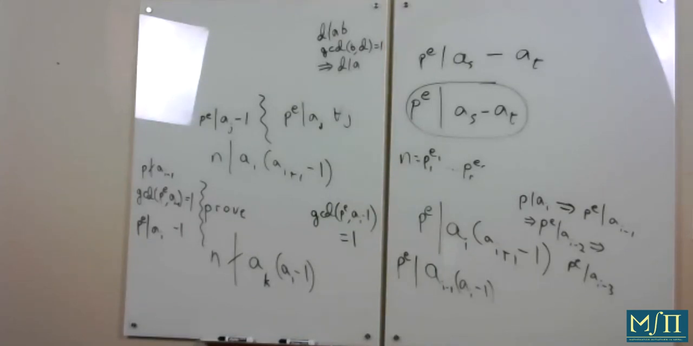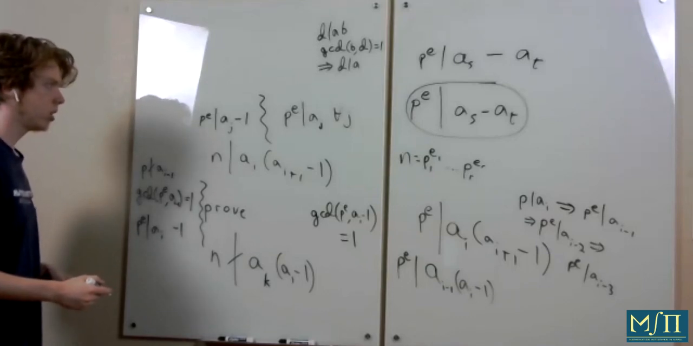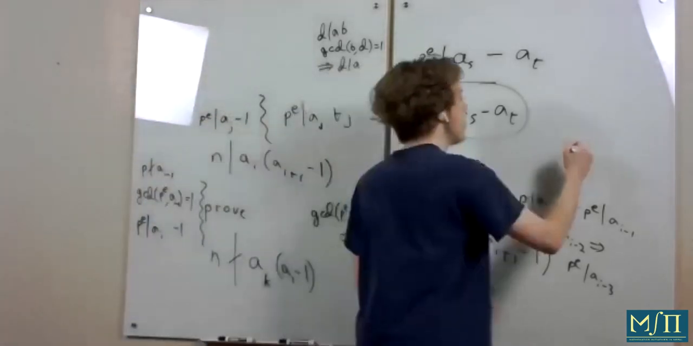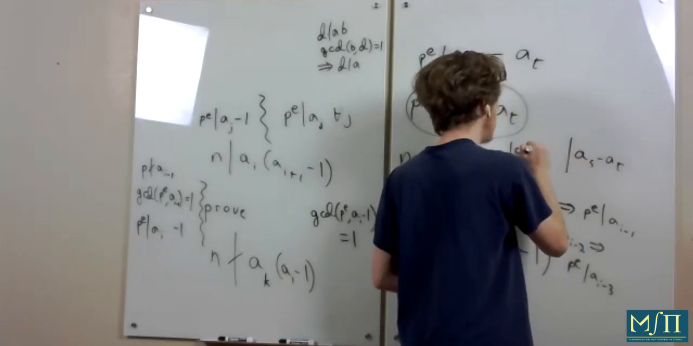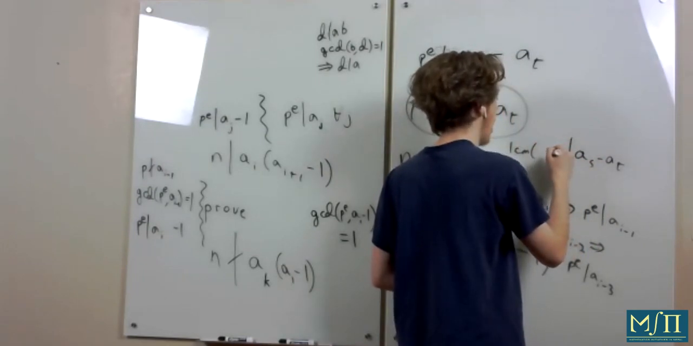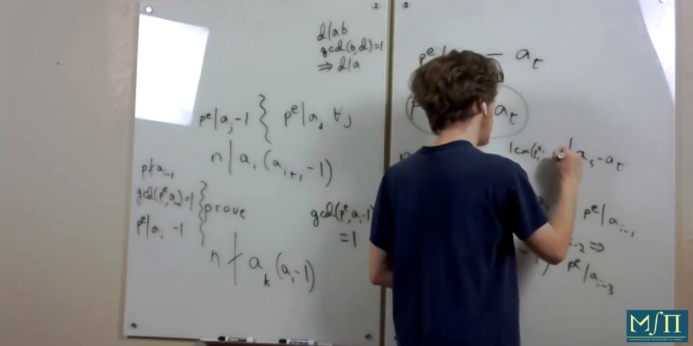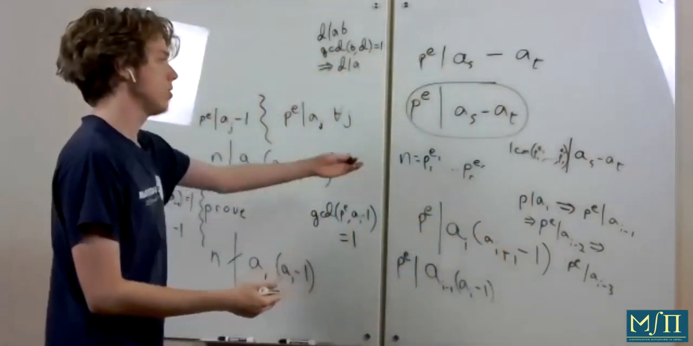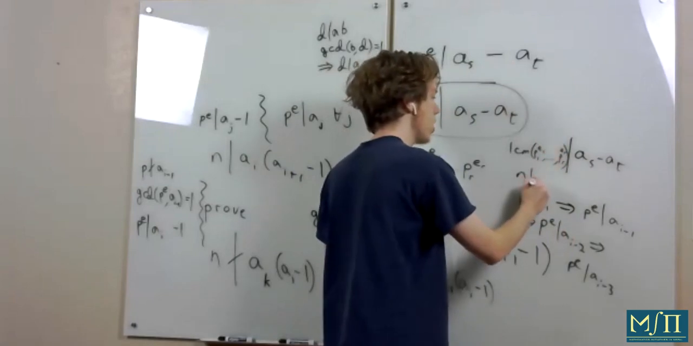Now we can use this fact: if a bunch of numbers divide a number, then a_s minus a_t must be divisible by the least common multiple of all of these different prime powers. That will just be n, since each of the exponents must be at least what it is in n. Combining them all together for all the different primes, we get that n divides a_s minus a_t.